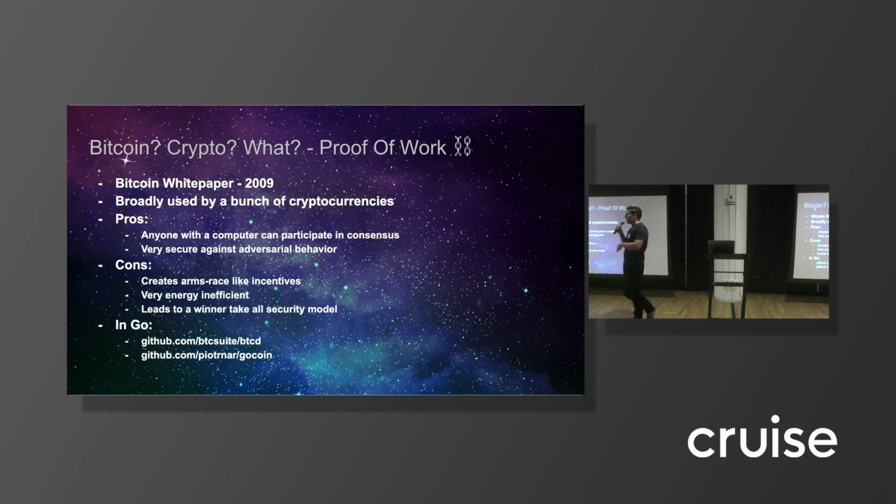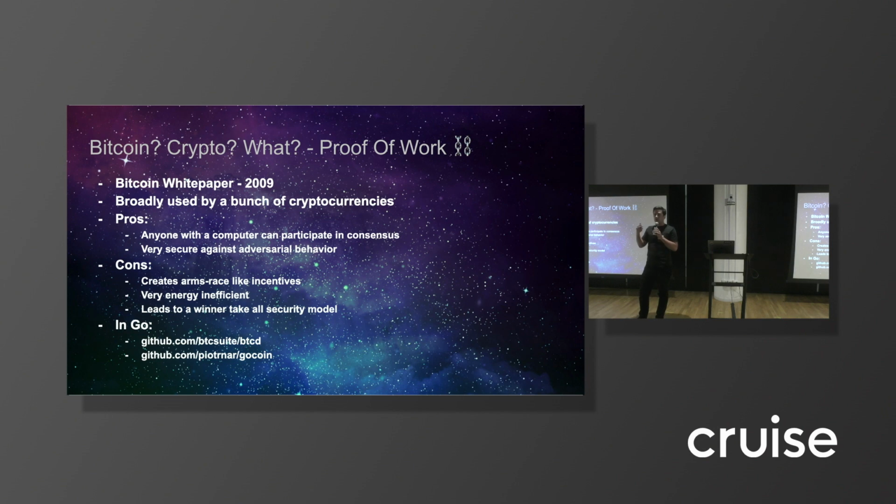Now, this has almost the opposite set of features of Paxos. So with Paxos, if we all tried to run it, someone could easily cheat. But with Bitcoin, it's designed so that we could all run computers and contribute to this consensus and ensure that it's secure and no one's cheating the algorithm. And this makes it extremely secure against adversarial behavior. But that's kind of where the benefits of this taper off. One of the really bad things is it creates this arms race-like incentive. And we're seeing folks out in the world create these gigantic server farms that are taking up all of the energy from hydroelectric dams in China.